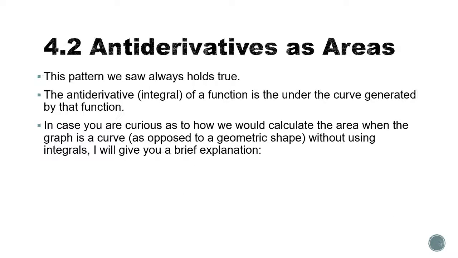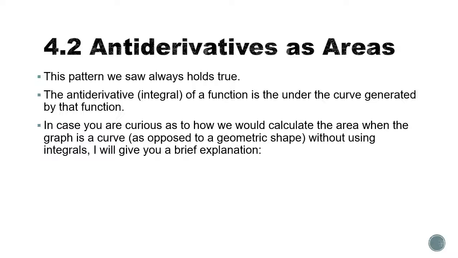Now, in case you're wondering, because so far we've just done these straight line shapes, how in the world would you do this if it was a sine curve or x squared, a parabola or cube? How in the world would you do this when you don't have triangles and rectangles?